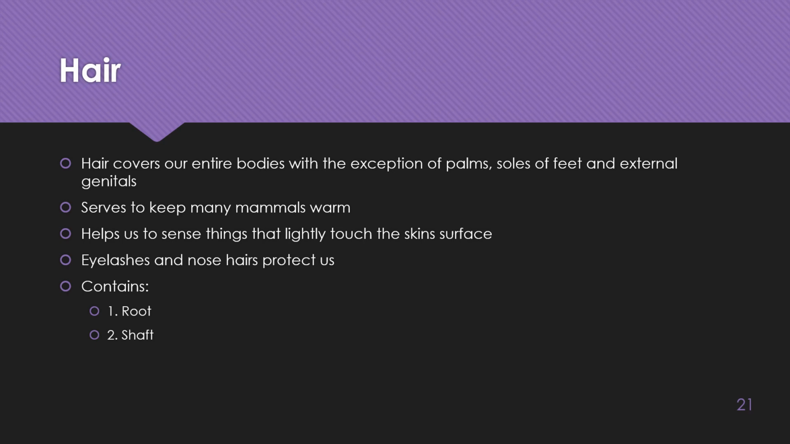Eyelashes and nose hairs, again, are going to help to protect us. The nose hairs are going to help to collect any type of foreign objects that we wouldn't want to enter into our respiratory tract. And our eyelashes are going to help us to keep foreign objects out of our eyes. Our hair contains both a root and a shaft. The root part is embedded into the skin, and the shaft is going to project above the skin surface.